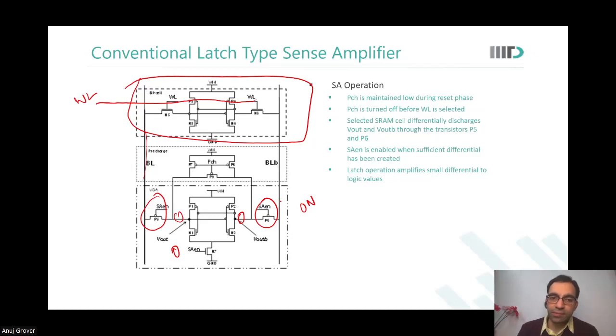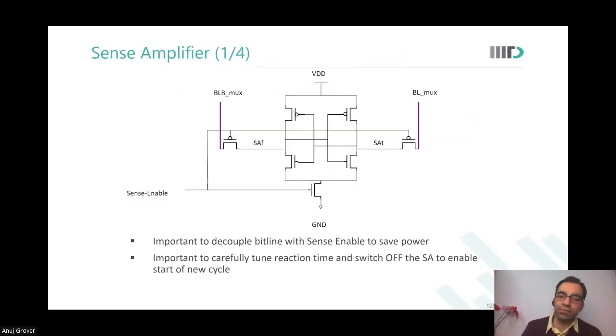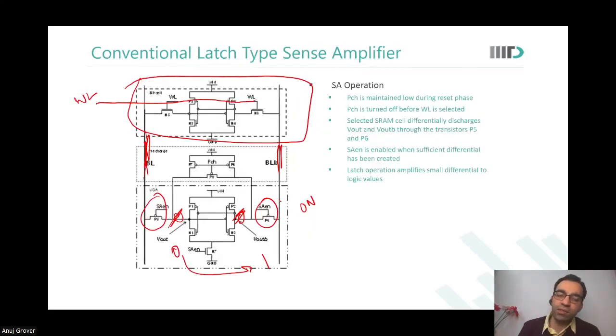Are you able to see this? When SAN is 0, my bit lines are connected to the sense amplifier internal nodes. Whatever differential appears on the bit lines also appears on the internal nodes of the sense amplifier. When that differential is sufficient, I would take SAN to 1. As soon as SAN goes to 1, these PMOSs also get disconnected. And now this system operates as a latch. It quickly latches the output.